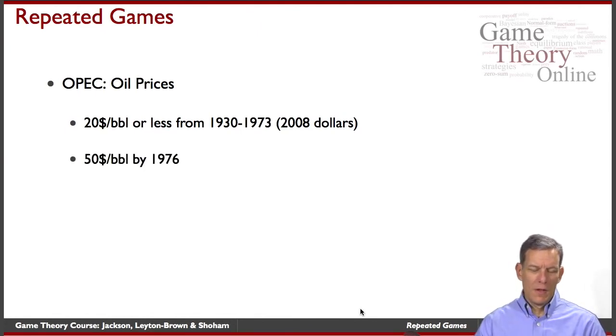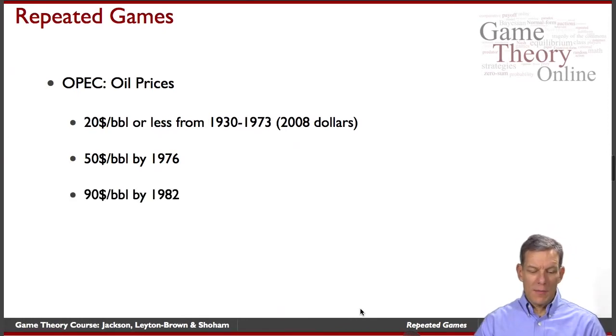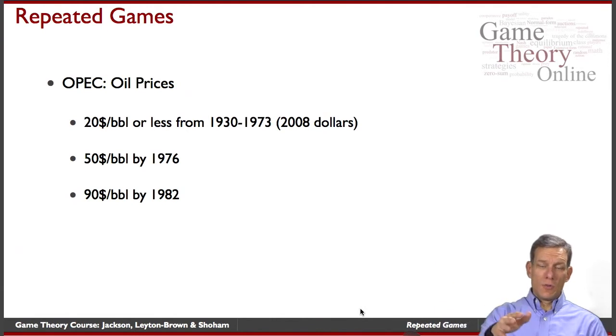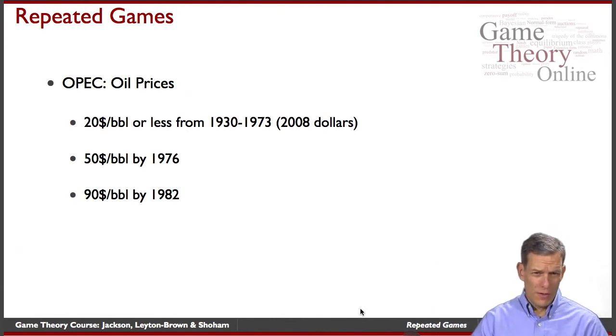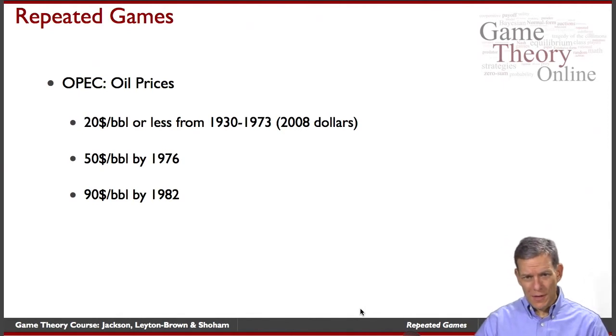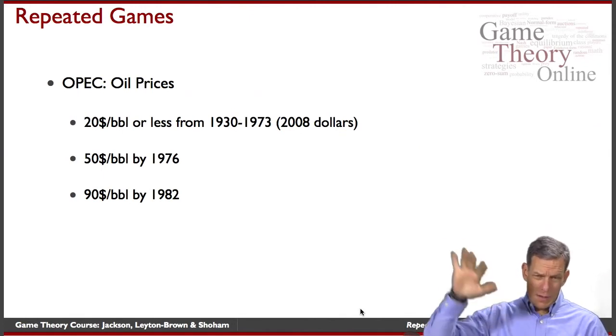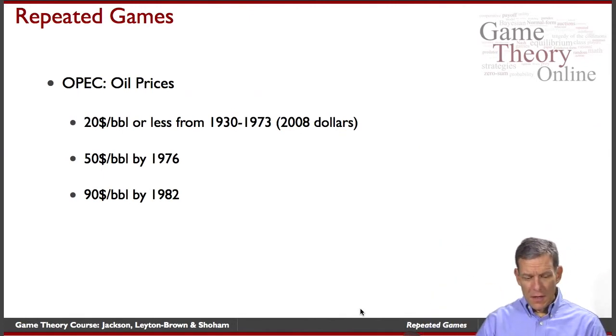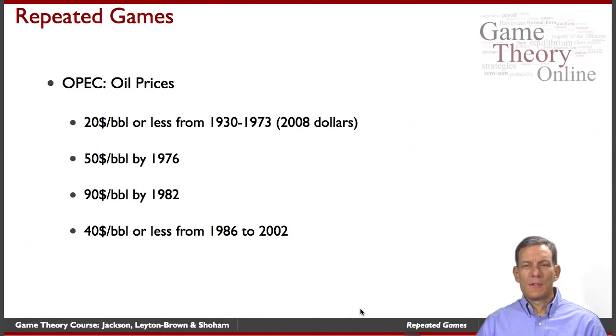So what happens? By 1976, the price goes up to about $50 a barrel. By the time you get to 1982, these are also in real terms, adjusted for inflation, they've pumped the price up to $90 a barrel. So in the early 1980s, OPEC does quite well, with lots of money coming in. And then it collapses for a while.